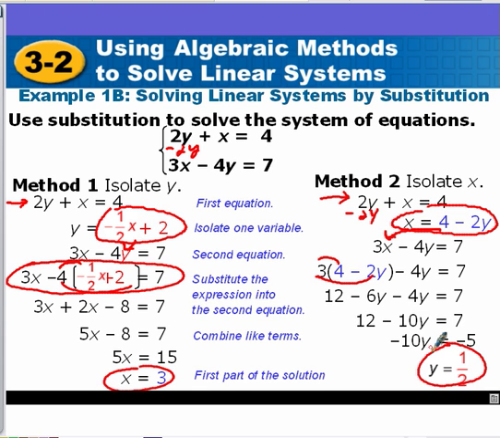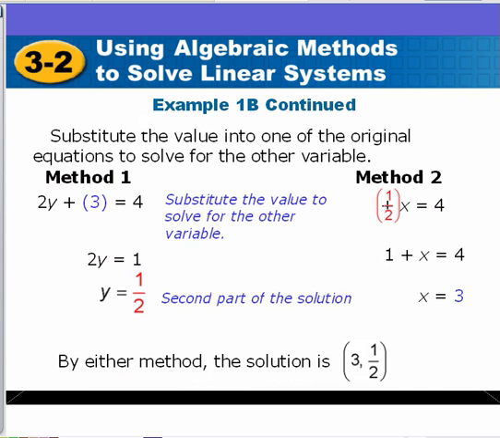So you're not probably going to do both of these. You're probably going to choose method 1 or method 2. Once you find your first variable, you're going to then substitute that in to find your second variable. So for method 1, we found what x was. We're going to plug x equal 3 into our equation. So we get 2y is equal to 3 plus 4. Subtract our 3. Divide by 2, and you get y equals 1/2, which is what you found over here from method 2.